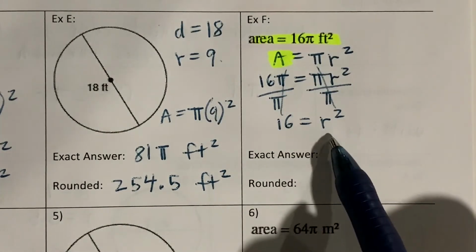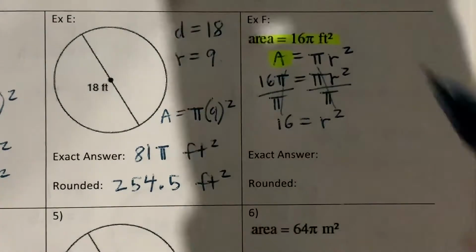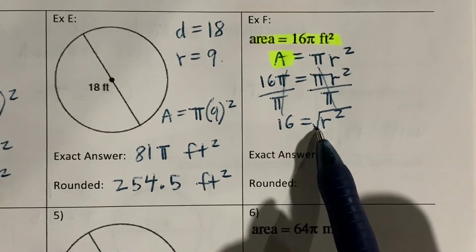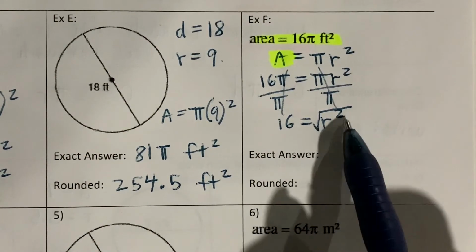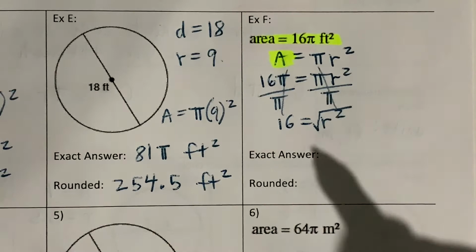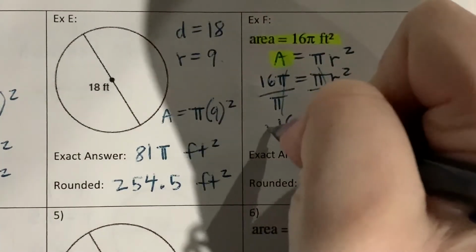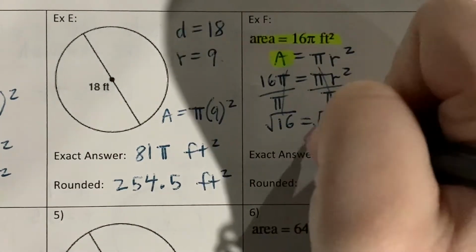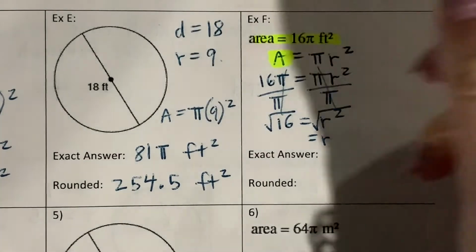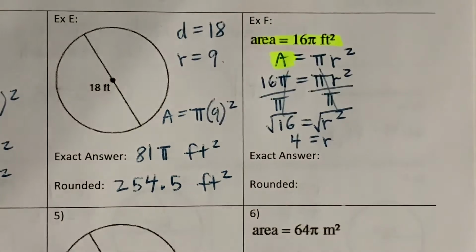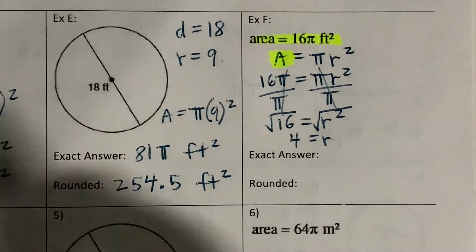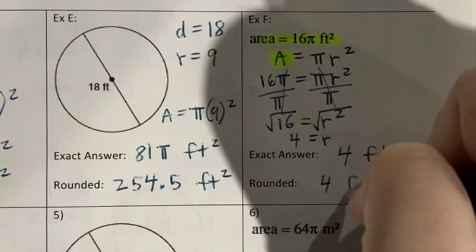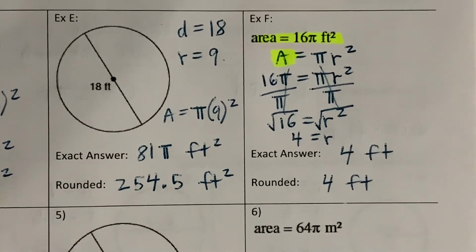So now I need to undo something being raised to the second power. And we talked about the way you can undo that is by taking the square root. So by taking the square root, you cancel out, or you undo the second power. Whatever I do to one side of the equation, I must also do to the other side. So then I'm left with a radius of square root of 16, which is 4. And so in this case, my exact and rounded answer end up being the same. I get 4 feet for both for my radius.